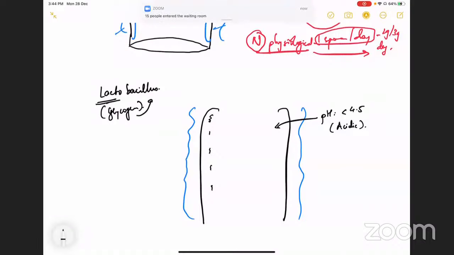So now you will be wondering, is this lactobacillus healthy or unhealthy? Remember, lactobacillus is the healthy vaginal flora. It is absolutely normal to have lactobacillus. So it is healthy vaginal flora. So what does this vaginal discharge actually constitute of?